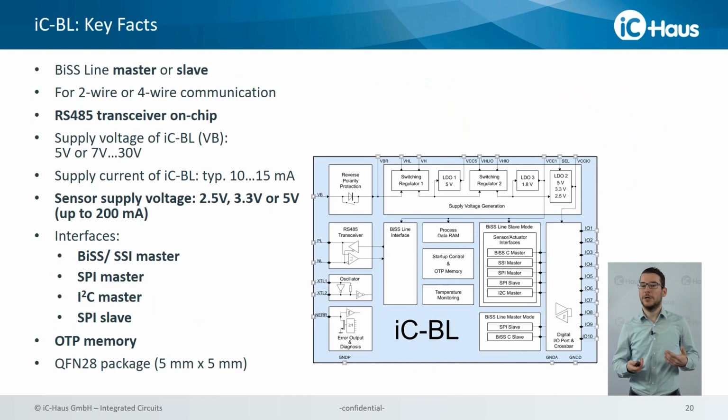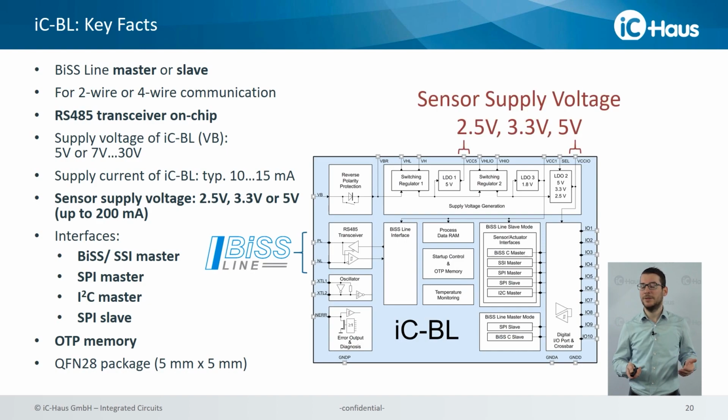All right, what are the characteristics of our iC-BL bridge component? First of all, it can be used on both sides of the transmission line, so it's a BiSS Line master or slave. It has the RS485 transceivers already on chip, which are required for the BiSS Line communication, and has some DC-DC converter on chip, which enable you to generate a sensor supply voltage out of the up to 30 volts of supply, which are transmitted over the transmission line.